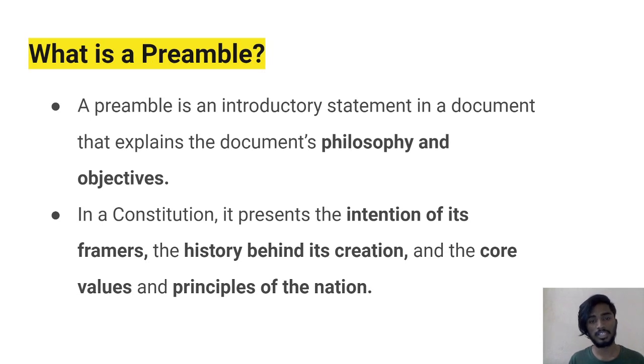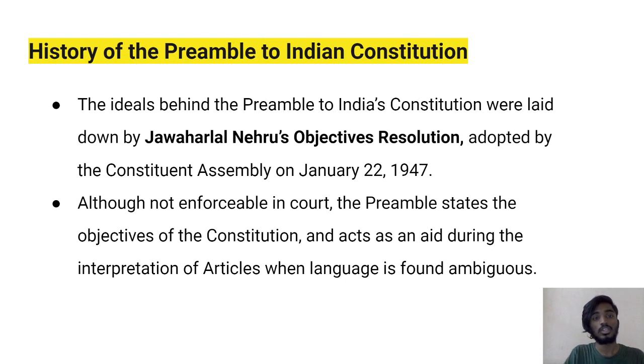And the preamble explains the objectives of the Indian Constitution, and it presents the intention of the framers of the Constitution, the history behind the creation, and also the core values and principles of the nation. So this is what the preamble talks about. So what is the history of the preamble to the Indian Constitution?